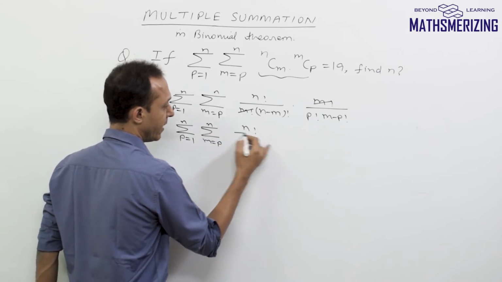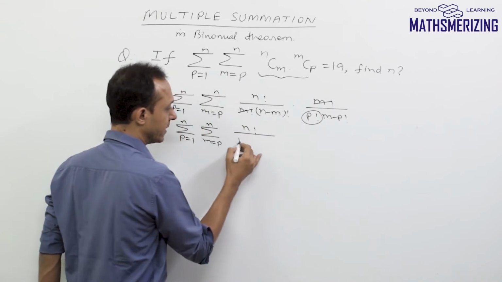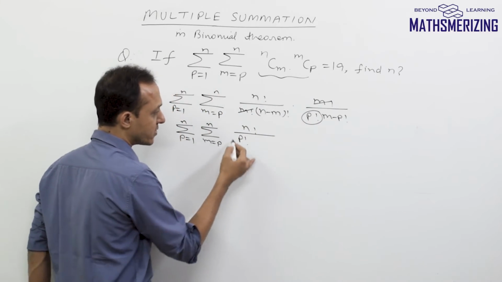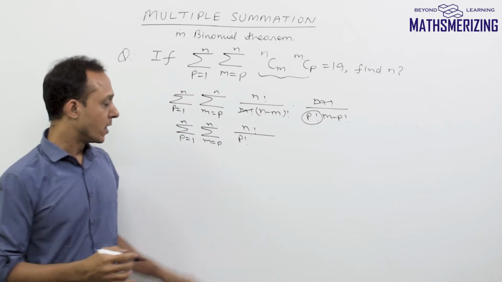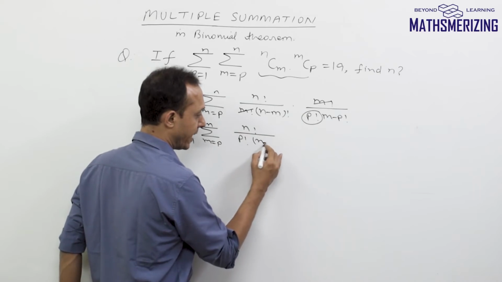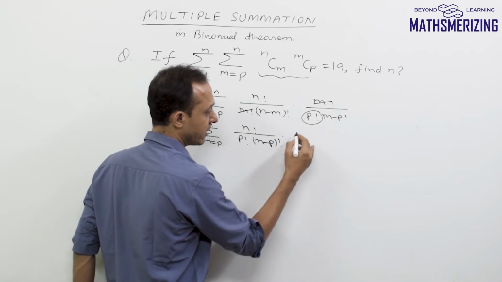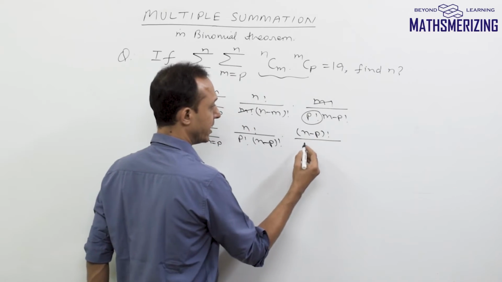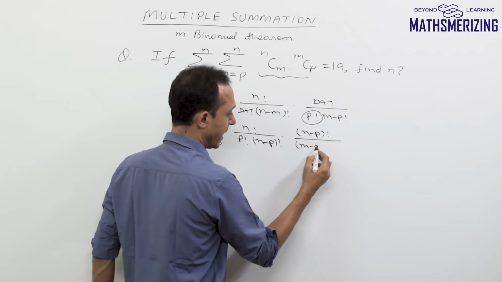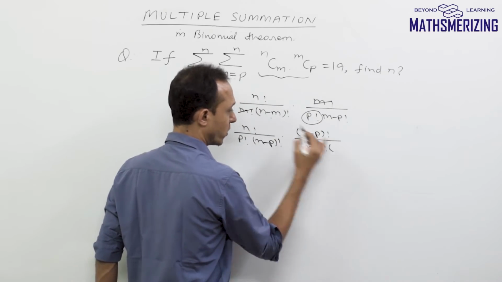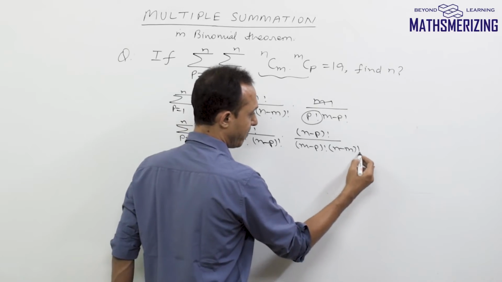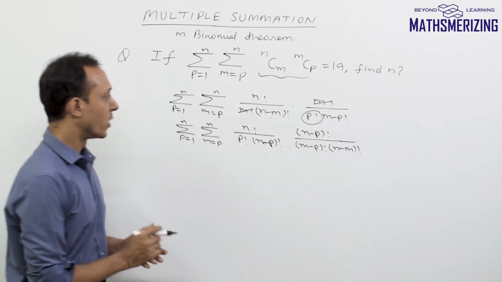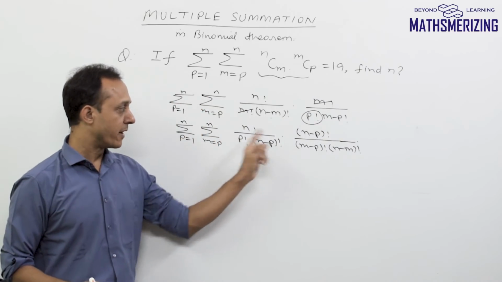So it is factorial n. I'll take this factorial p here. So I'll write it as factorial p, and I'll try and make it as nCp. So I'll multiply and divide it with n minus p. So factorial n minus p here, and then I'll have to multiply it with n minus p factorial also. So then here will be m minus p factorial, and then this one, which is n minus m factorial. So what I've done is I have rearranged these factorials.